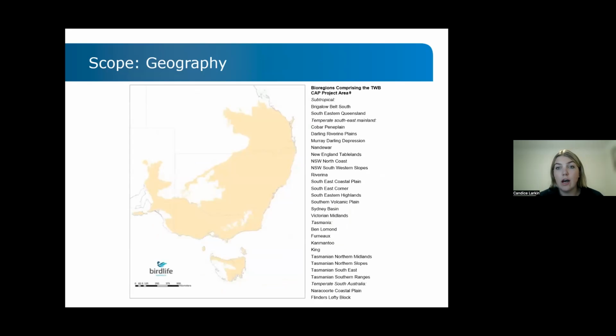So I won't spend too much time on this slide, but this beige area is the bioregions comprising the Temperate Woodland Bird CAP project area. So you can see they extend from Queensland all the way through to South Australia, and they include Tasmania. We defined temperate woodland as woodland that had less than 70% canopy cover, excluding mallee. And all of the birds that we'll talk about today fall into 51 key species that most of their habitat is exclusively made up from these temperate woodlands.